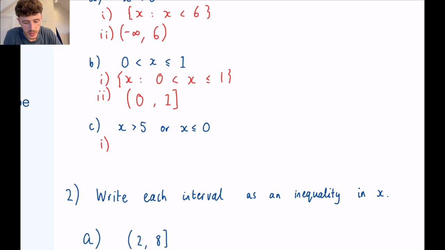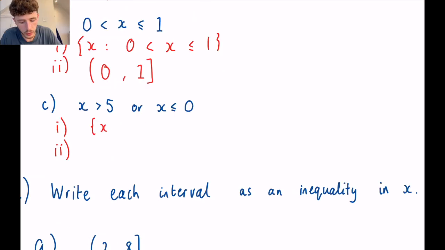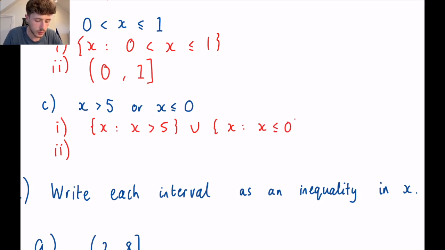Same again for C, so x is greater than 5 or x is less than or equal to 0. We do the first one as its own thing, or using our union, x colon meaning x is such that x is less than or equal to 0, and then those curly brackets on the outside of each of those.